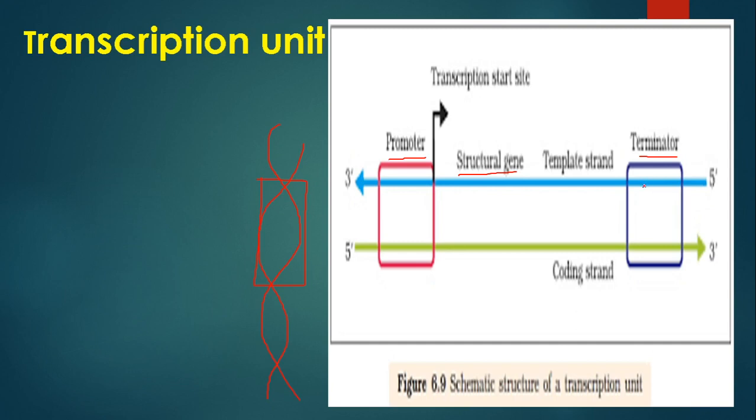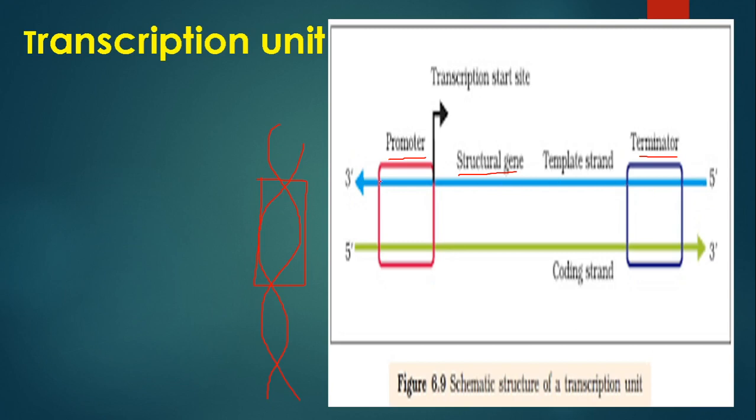anymore. So, on reaching the terminator region, the polymerase will automatically move out. Of course, there are other factors involved there. So, the transcription unit compulsorily should have a promoter region to which the polymerase will bind, a structural region which will undergo transcription, and the terminator region which will terminate or end the process.